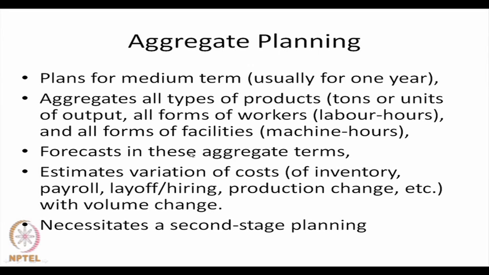Thus, it forecasts only in aggregate terms, not specific product type, all products put together. What is the forecast? That is why the name aggregate planning. It estimates variations of costs such as inventory, payroll, layoff, hiring, production change, etc. And thus, for actual planning of production of individual products, one has to go for a second stage planning. Now, let us see how it is done.